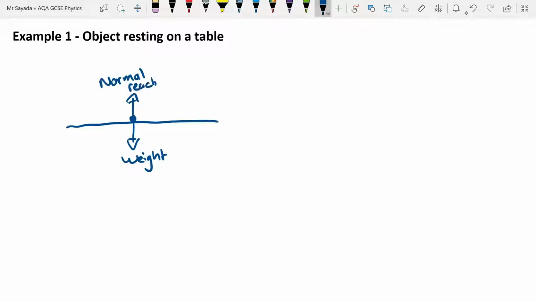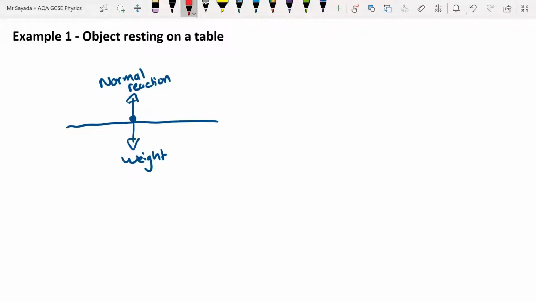Now, this is not Newton's third law. This is two forces. They are opposite in direction. They do have the same magnitude, but they're acting on the same object. Newton's third law is about the force on two different objects when they're interacting. These two forces are both acting on the object on the table.